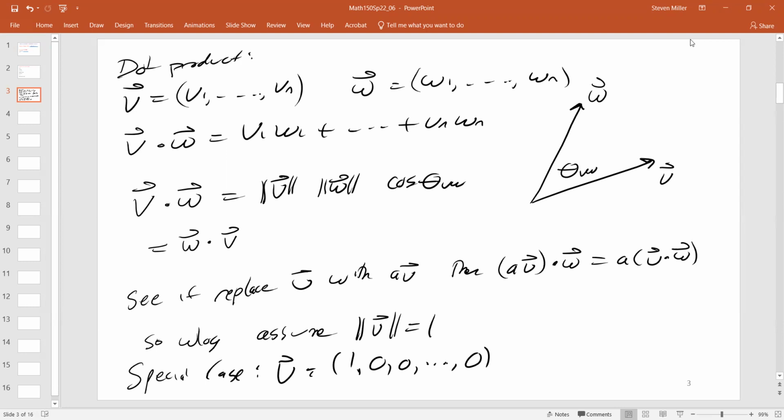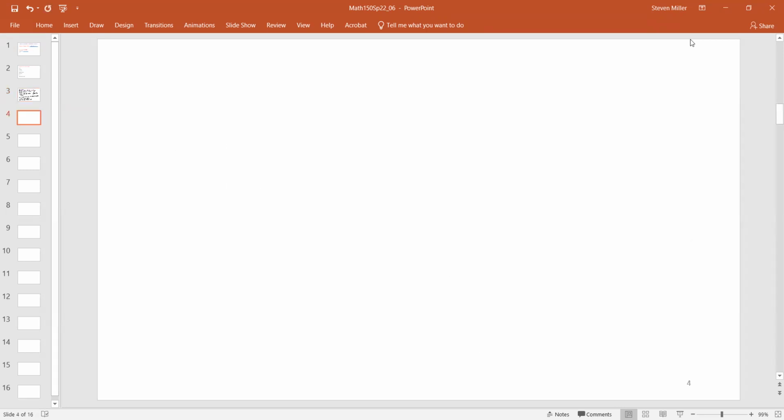Does anybody remember what the main ingredient was in proving this? What trig result did we need? The law of cosines. So the input for the dot product formula is the law of cosines.